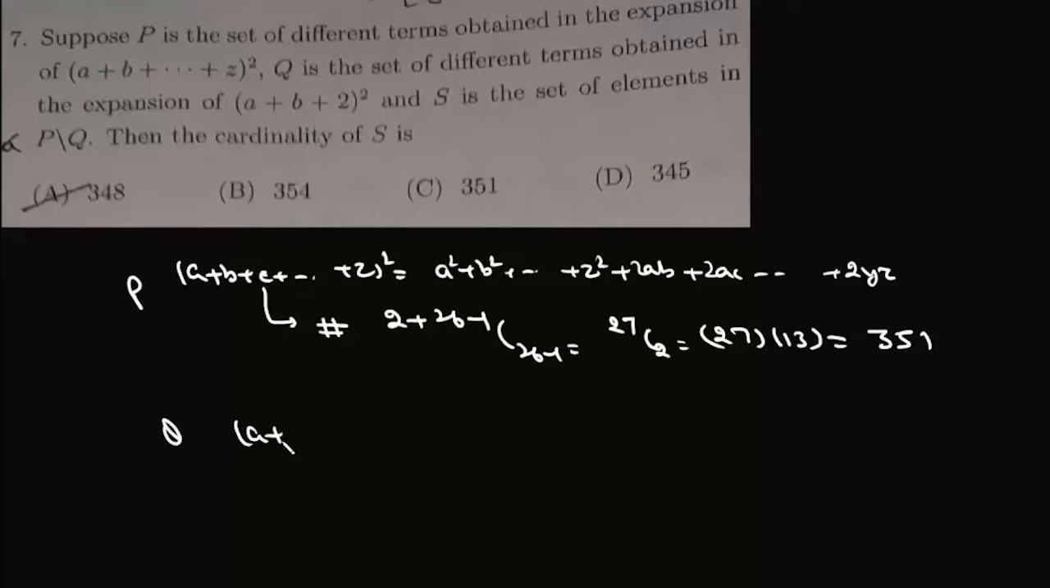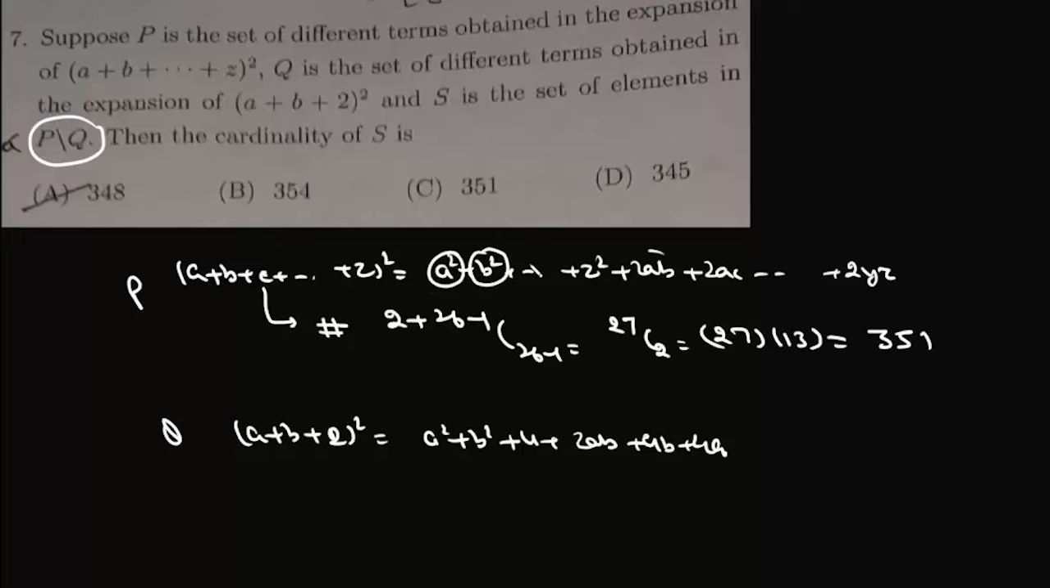And Q is this set which has (a plus b plus 2) whole square. So here we'll have a square plus b square plus 4 plus 2ab plus 4b plus 4a. Now here we have to find the set of elements in P which are not included in Q. So the elements in P which are also in Q are a square, b square and 2ab. So we have to subtract these three common elements. So in this case, the number of elements will be simply 348, and that's your option A.